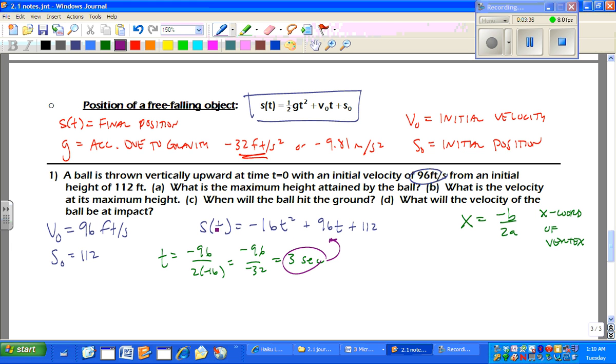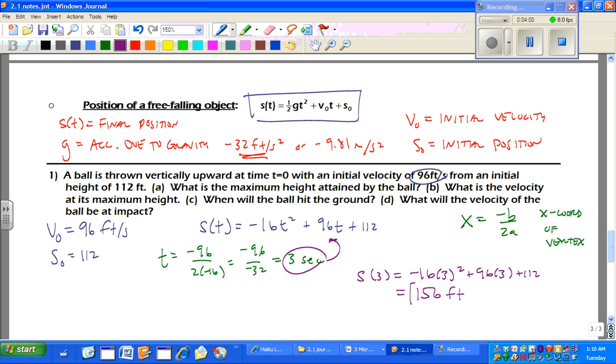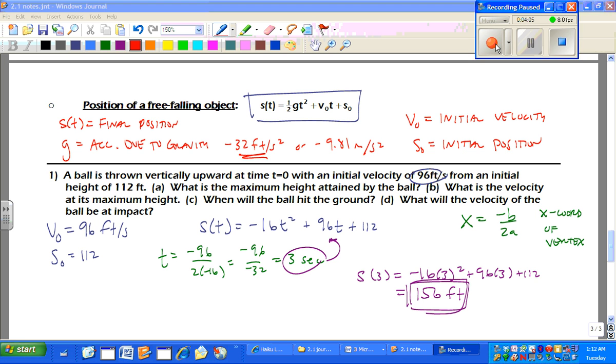Right? S of t tells us the position. We want to know the position at its maximum. So we want to figure out what's S of 3. If we go ahead and calculate this, we should get 156 feet. That's our maximum height. That's the highest point of the ball. Alright, so that's our answer for part A.